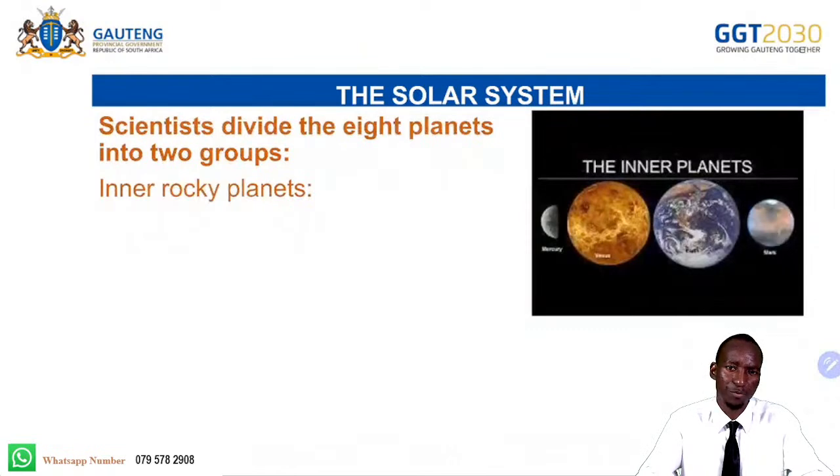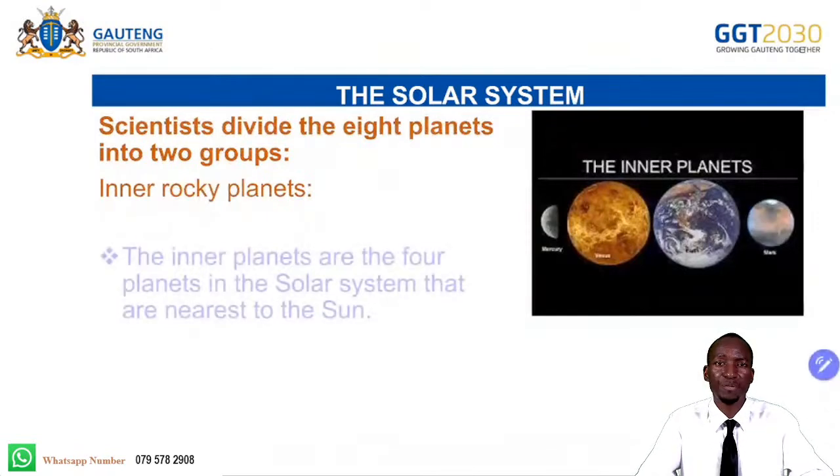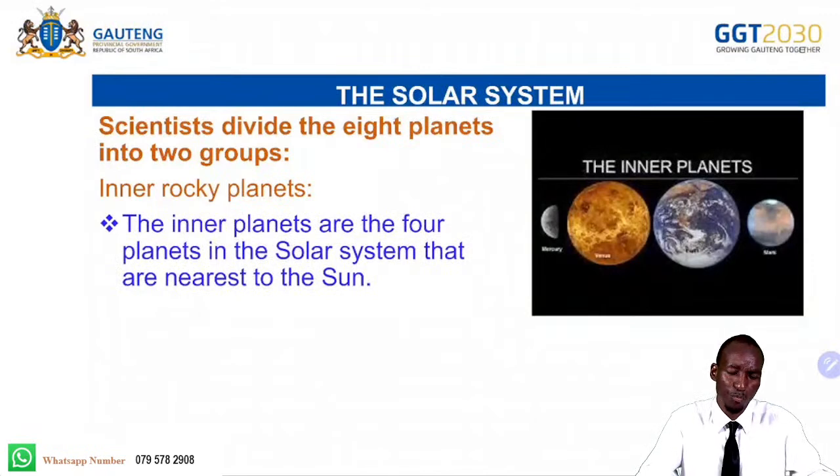Hence, these planets were classified in those individual groups in terms of their special features. Let's look at the first group of planets. These planets are called the inner rock planets. Which planets make up the group of inner rock planets?